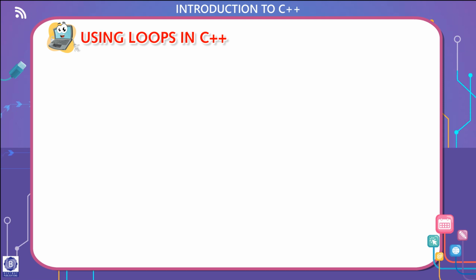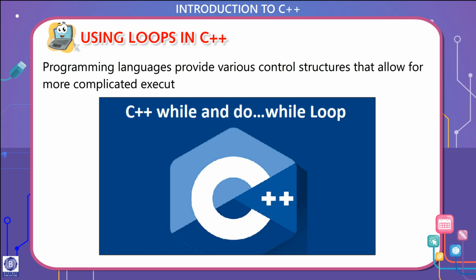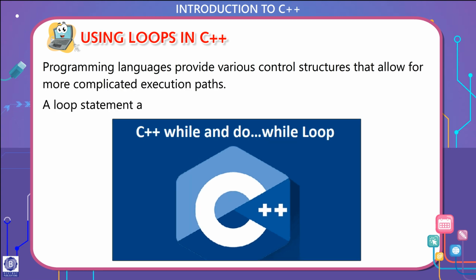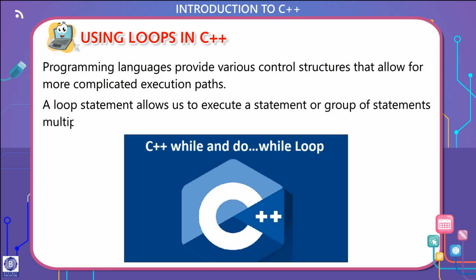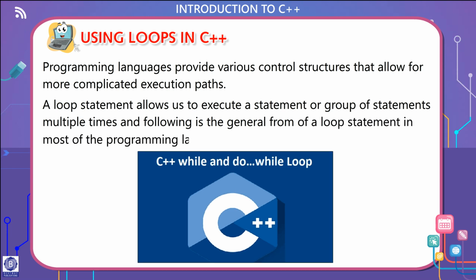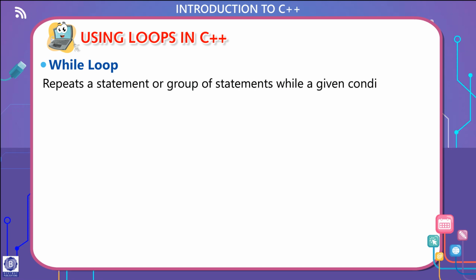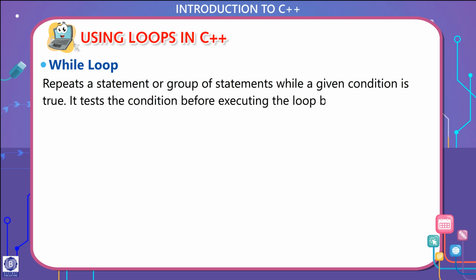Using loops in C++. Programming languages provide various control structures that allow for more complicated execution paths. A loop statement allows us to execute a statement or group of statements multiple times, and following is the general form of a loop statement in most programming languages. A while loop repeats a statement or group of statements while a given condition is true. It tests the condition before executing the loop body.